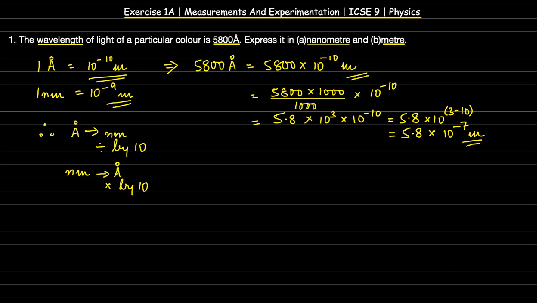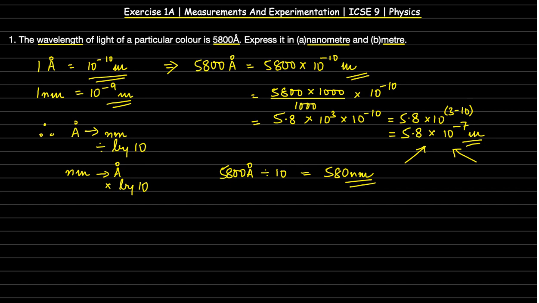Now since the question is given in Angstrom, we have 5800 Angstrom. So I would be dividing that by 10. So we get 580 nanometer. So this is how we get it in nanometers. Otherwise, we can actually convert from this step also. That is, we have got it in meters, so we can get it in nanometer from there also. So there are options to do it. I have done it in this way.